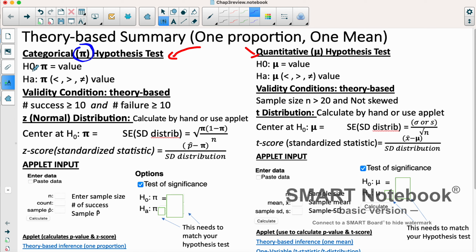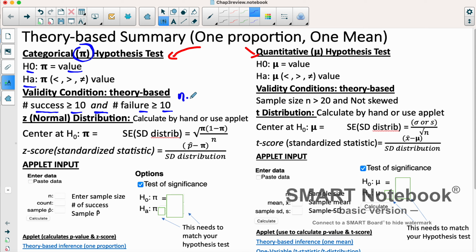We read our null hypothesis. Here's my null: pi equals some value. For my alternative, I have pi, and here are my three choices based upon what the problem is asking me. So it can be less than, greater than, not equal to that same value. To use a theory-based approach for a categorical set of data, we need to make sure that the number of successes is greater than or equal to 10 and the number of failures is greater than or equal to 10.